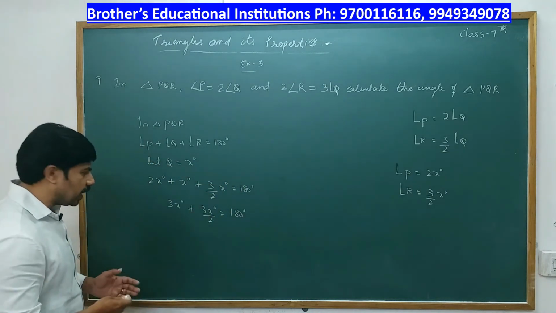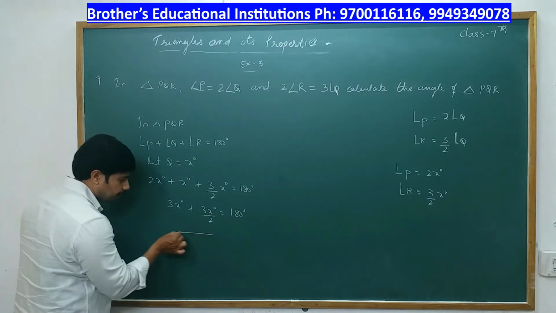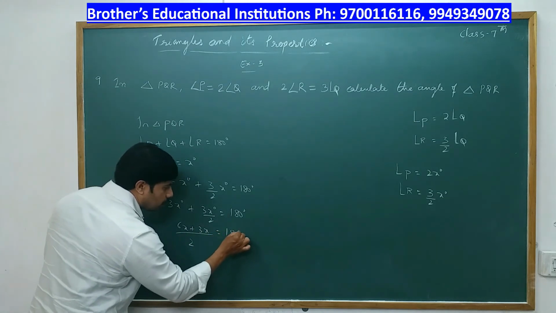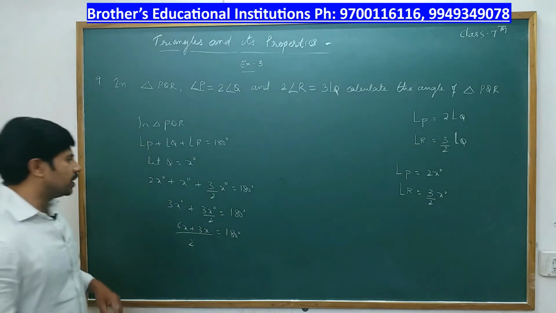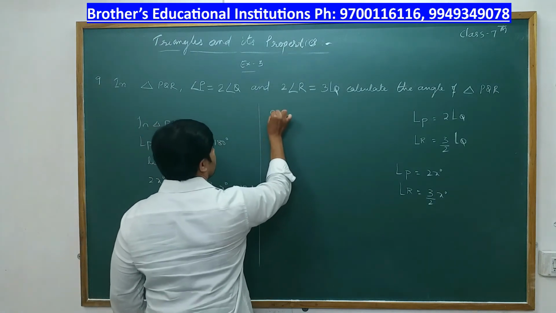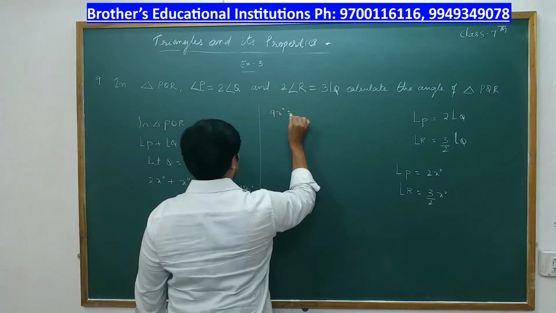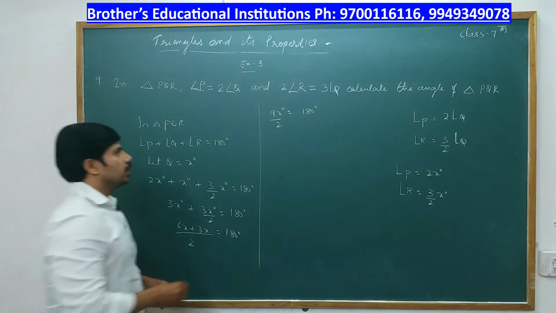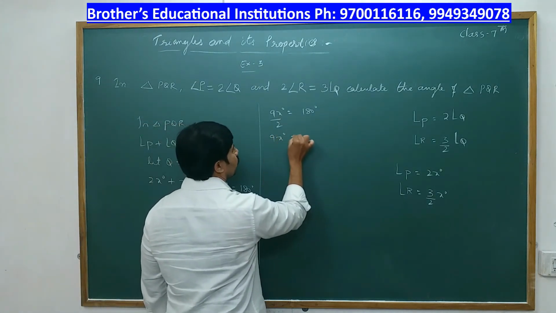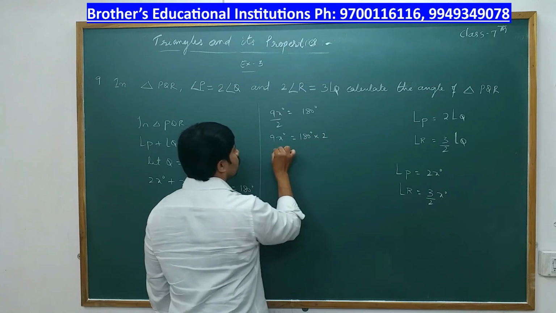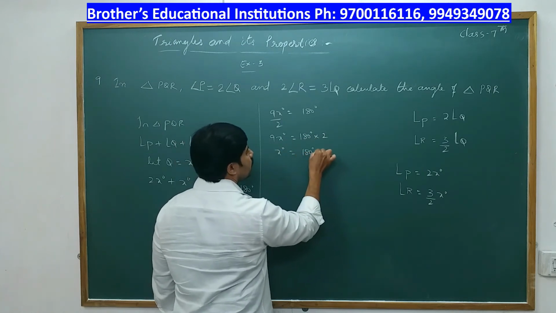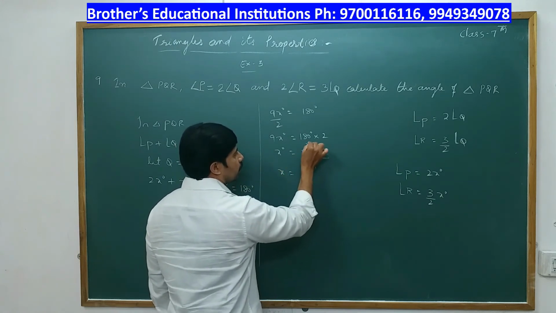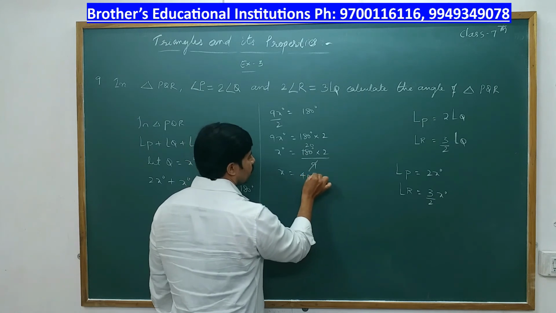Now what I do is, I'll take LCM to simplify. LCM is 2. So we get 6x plus 3x is equal to 180 degrees. 6x plus 3x is 9x. So 9x by 2 is equal to 180 degrees. Right? Now we'll find out x from here. So first I write 9x is equal to 180 into 2. So x is equal to 180 into 2 by 9. So x is equal to 9 ones are 9, 9 twos are 18, so 20. So we get x as 40 degrees.